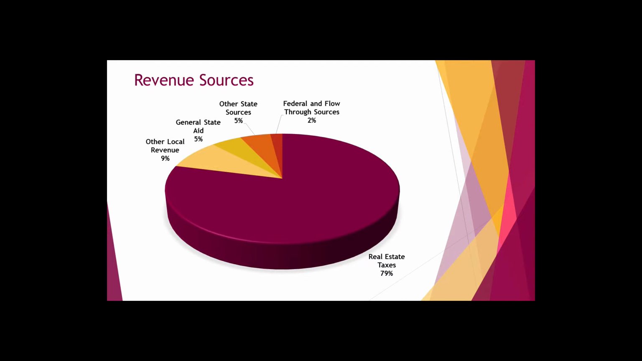And 2% of our revenue comes from federal. And these are primarily in 4 categories, special education being the biggest one. Then Title I, which is our low income grant, Title II, which is a professional development grant for the teachers, and National School Lunch Program.